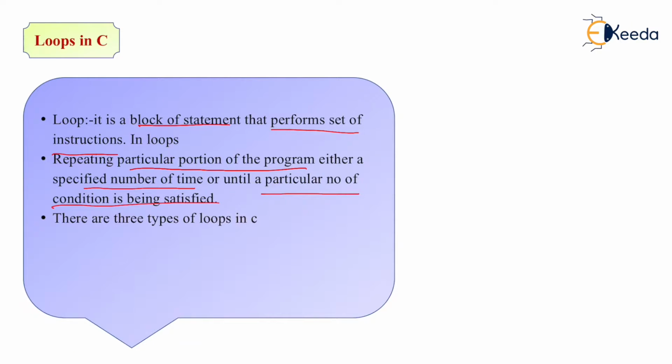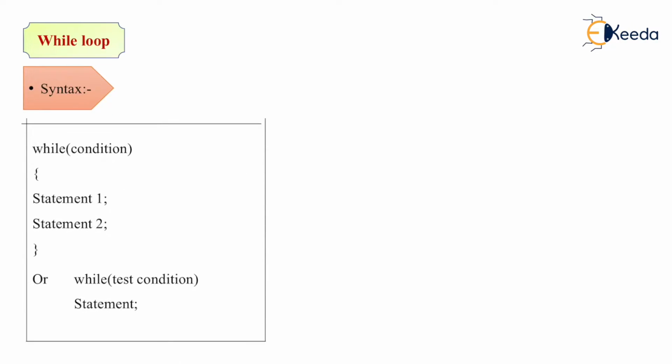There are a total of 3 types of loops. First is while, second is do while, and third is for loop. We'll see them in detail. First is the while loop. The syntax for the while loop is: while (condition) { statement 1; statement 2; }, or while (test condition) with any single line statement.